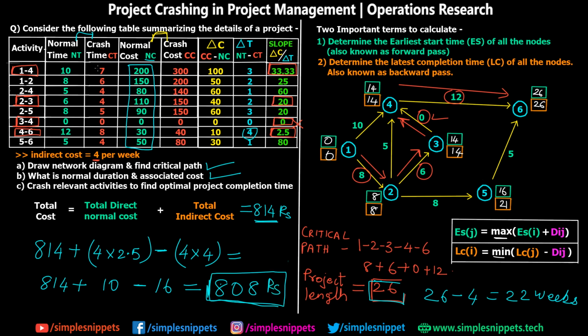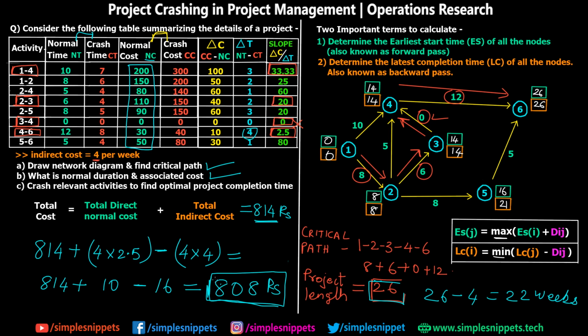And if you're wondering why can't we crash other activities, it is because, as I mentioned, the slope of these activities is much higher compared to the indirect cost. Okay. So even if you crash any other activity on the critical path, let's say you crash activity 1 to 4 by 1 week, 33 rupees are going to be increased and you will save 4 rupees. So the net value is going to be negative, which means that your total cost is going to be increasing by 29 rupees. Okay. So we should be crashing only those activities whose slope value is less than the indirect cost per week.